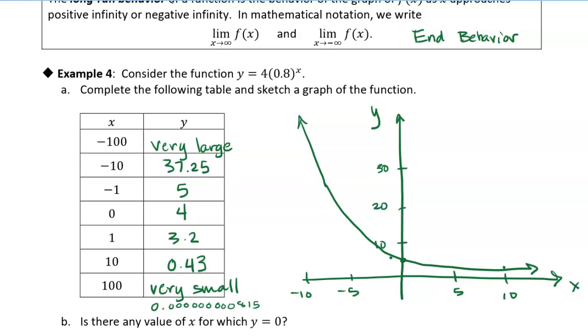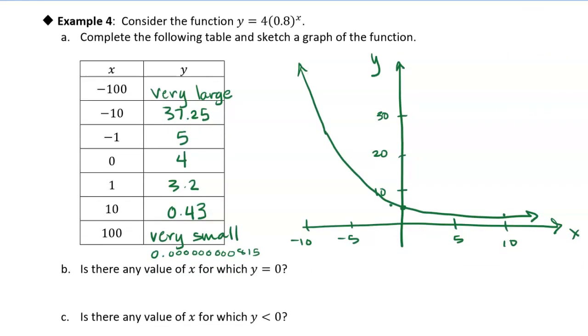All right, now let's think about these questions down here. Is there any value of x for which y is equal to 0? Yes, this function is 4 times 0.8 to the x. 0.8 is a positive number, and any power of a positive number is going to be positive. There's really no exponent that will make this 0. So the answer here is no. This graph never falls to 0, never gets to 0. There is no x-intercept.